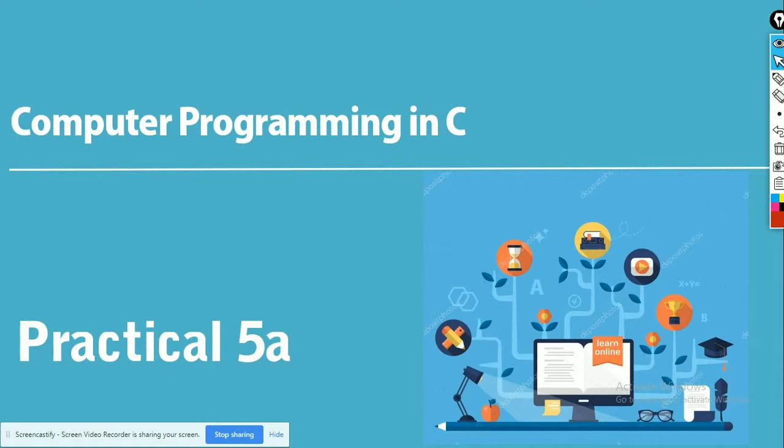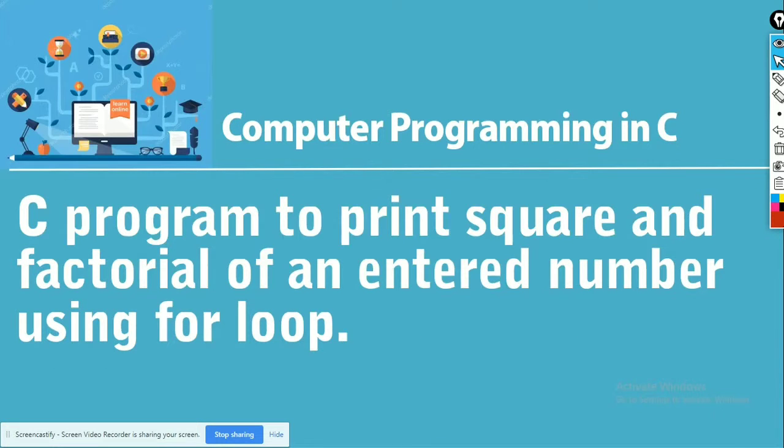Up till now, the programs that we have seen were having sequential flow of execution. Followed by that, we have even seen programs that follow change in flow of execution with the help of decision control statements. Now, in today's practical, we are going to talk about repetitions. We are going to talk about loops, how to execute a set of statements again and again. So, for the first part, we are going to have a program to print the square and factorial of the entered number using for loop.